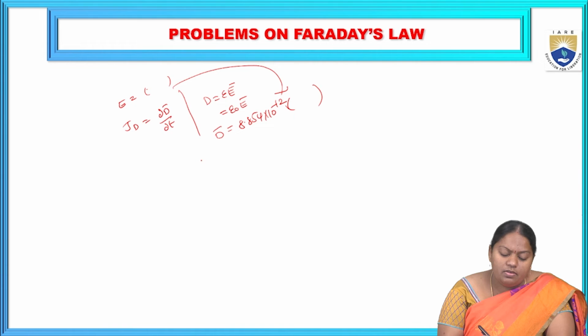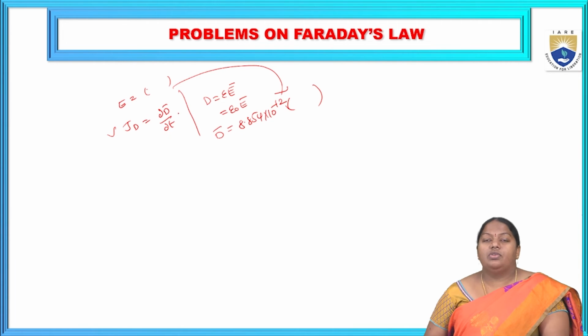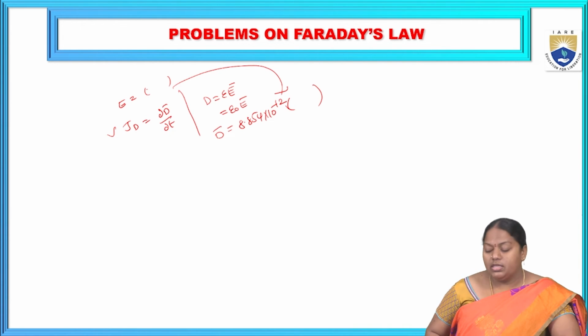Now from this D, we will be evaluating the equation for the value of displacement current density JD, which is nothing but dou D bar by dou T. So that value needs to be substituted here, and differentiating that with respect to T, we'll be getting the value of displacement current density, that is JD.